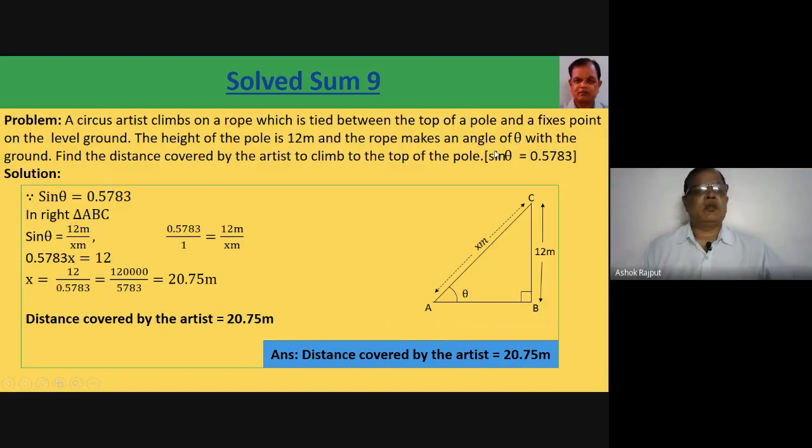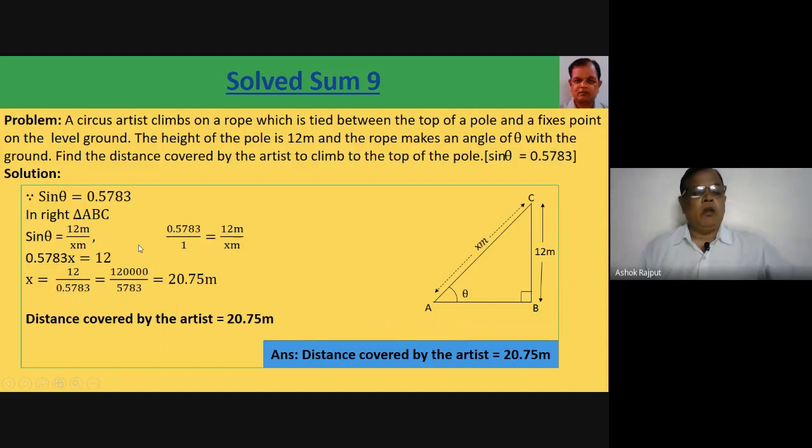Let the height of the tower be h. tan 45 degrees equals BC upon AB. As we know, tan 45 equals 1, so 1 equals h by 20. By cross product, h equals 20 meters.